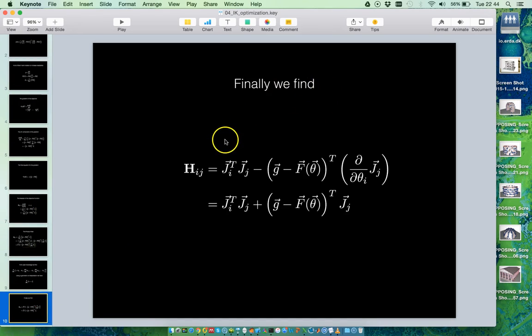Substituting into the Hessian formula we have derived, we now discover the exact formula for the Hessian. This looks like this. Knowing how to compute the gradient and the Hessian, we are ready to solve this numerically using numerical optimization.